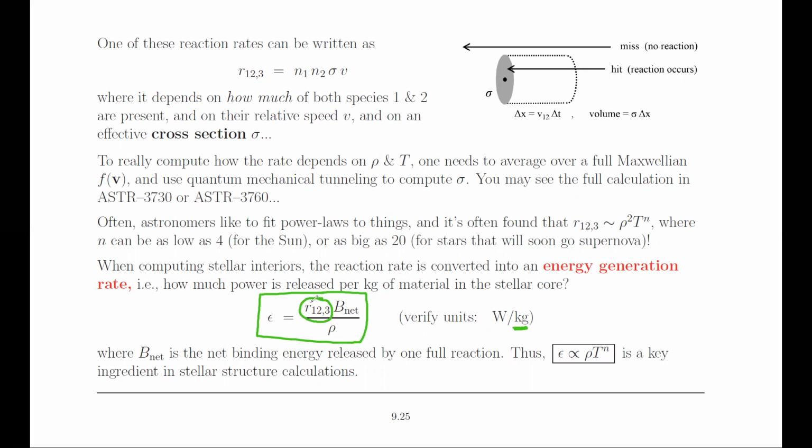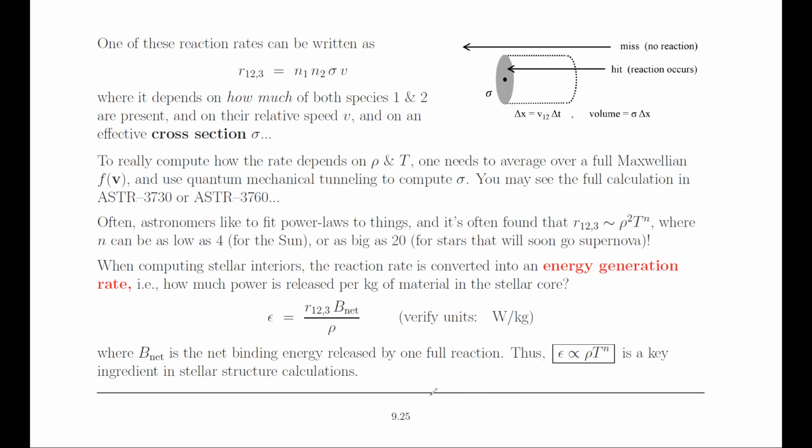So you can verify that just multiplying the rate by the binding energy per reaction takes you from number of events to energy per event. And then dividing by the mass density takes you from the per unit volume to a per unit mass type of thing. So if you ever go on to study energy generation in stars, you're going to see a lot of equations that look like this, where the energy generation rate is proportional to 1 power of the density times temperature to some steep power n.